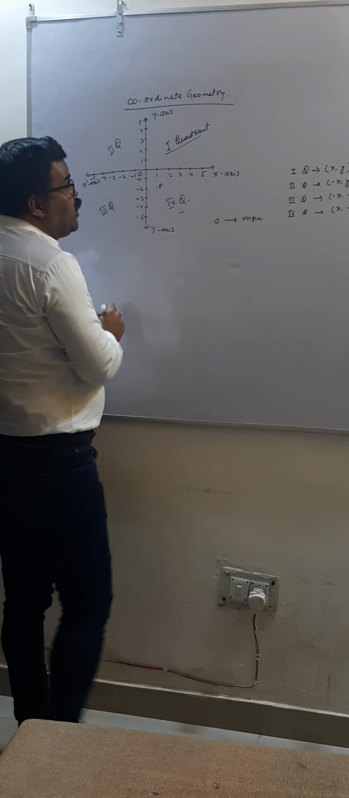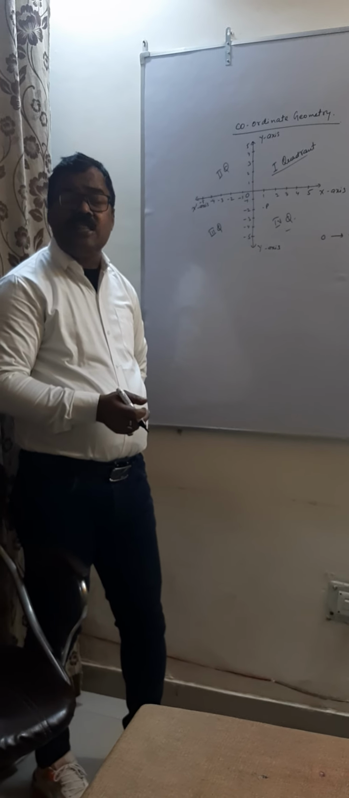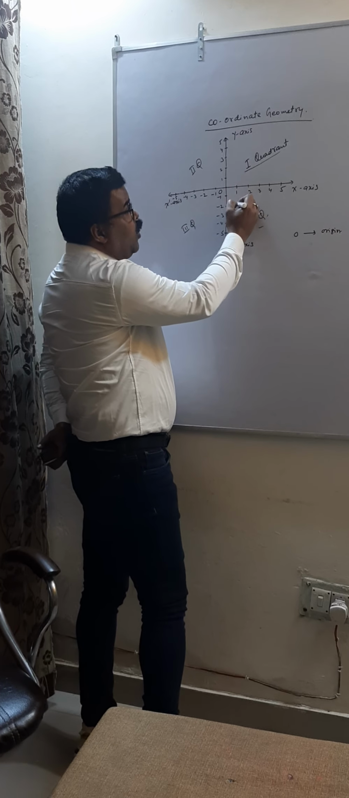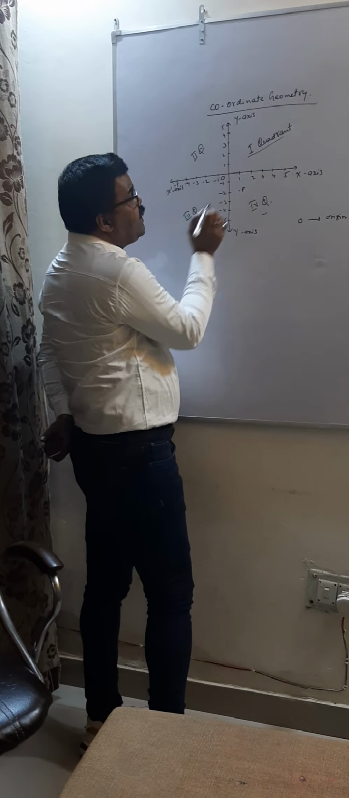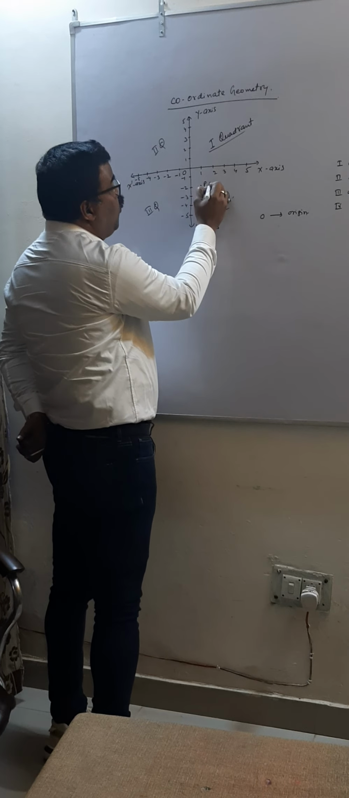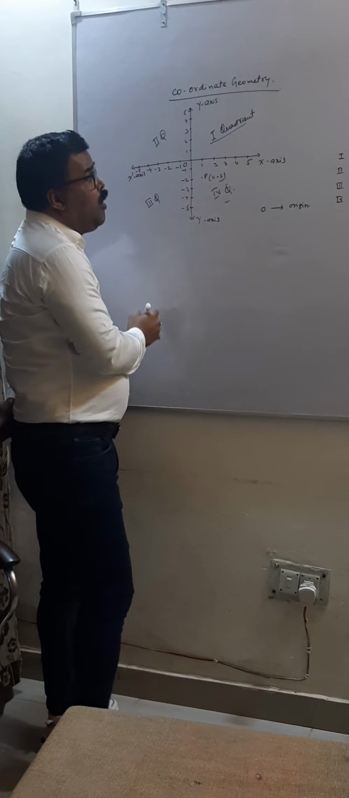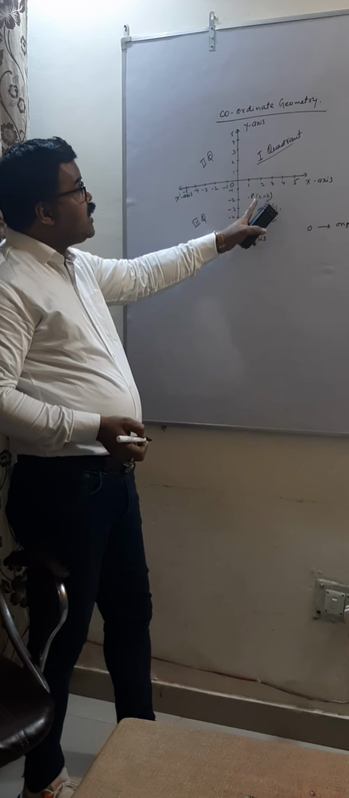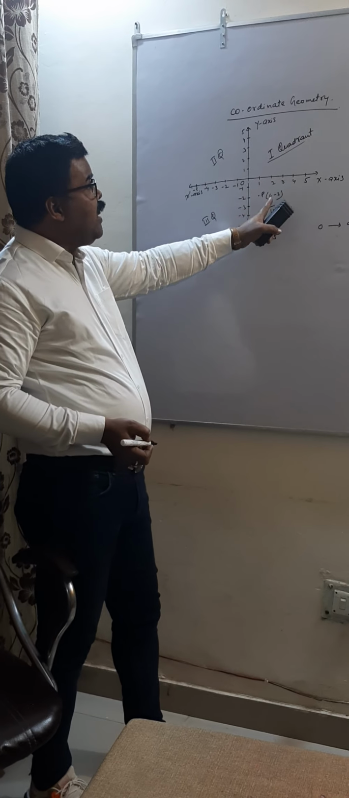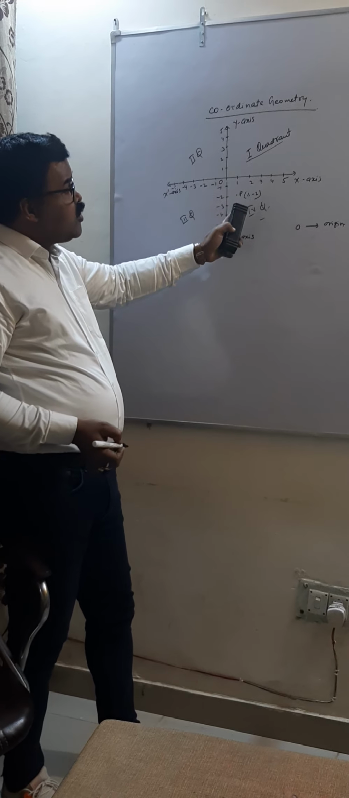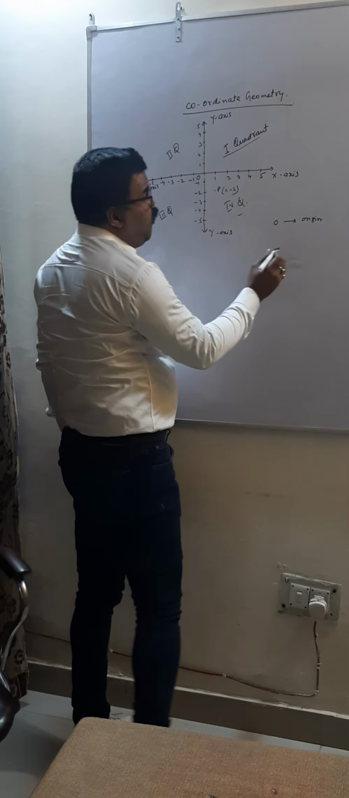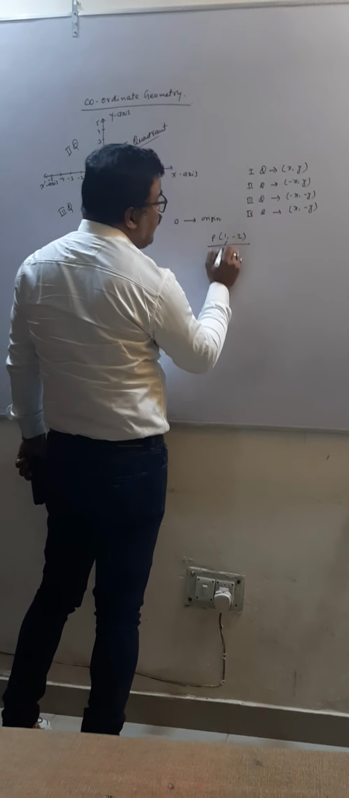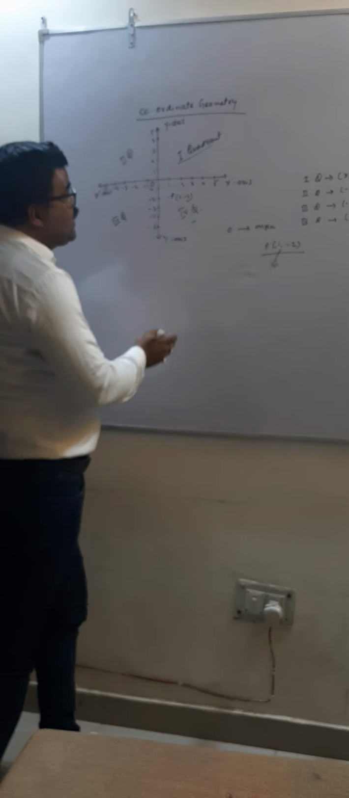Now, suppose there is a point like this one. This is a point P. So, what will be the coordinate? Coordinates means the distance from the x-axis and y-axis. So the coordinate becomes 1, -2. The first one is always the x coordinate, the second is the y coordinate. So in x we see 1, and in the y-axis we see -2. So the coordinate of P is (1, -2).